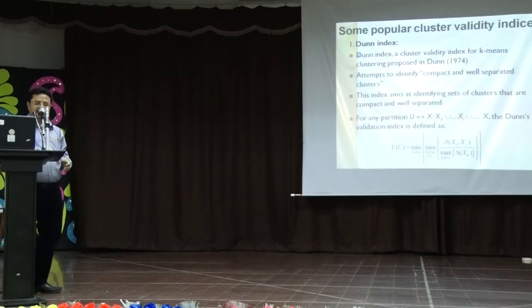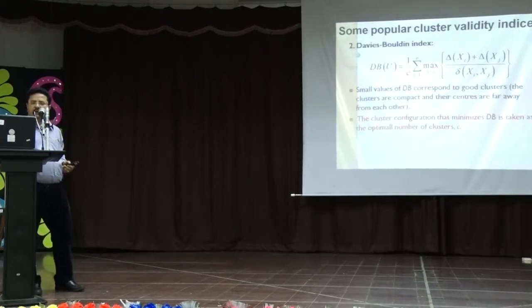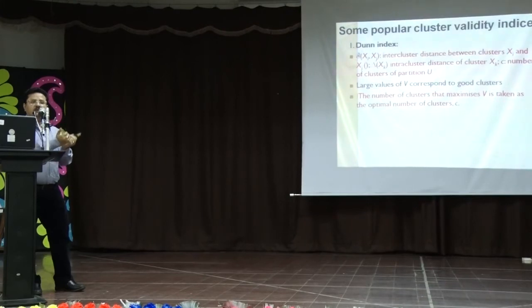Different standard indices are there. One is the Dunn index. The index aims at identifying sets of clusters that are compact and well separated. That means it relates to both intra-cluster and inter-cluster similarity. The important thing is that a large value of the Dunn index corresponds to good clusters. If you take a data set, cluster it using an algorithm, and then compute the Dunn index, and the value comes up very large, that means it is a good clustering and the algorithm is performing well.